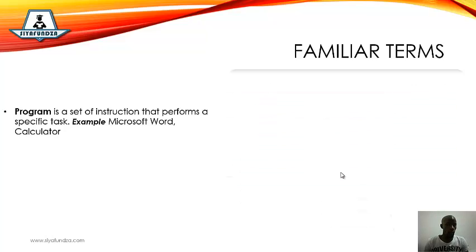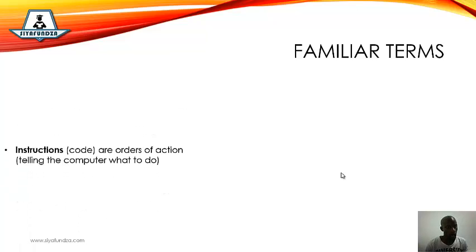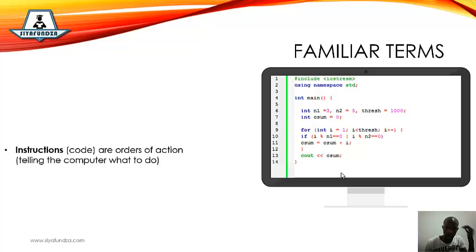And then we will move on and look at what is known as instructions. Instructions are also known as code. Instructions are those lines or orders of action which tell the computer exactly what to do. So the programmer writes instructions, but they don't know it as instructions. They know it as code. Programmers write code which tells the computer exactly what to do. And then that's how code will look like. But we will get into that when we start doing the practical coding or programming.